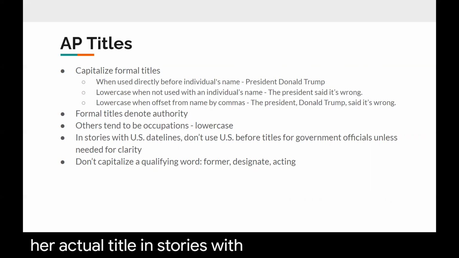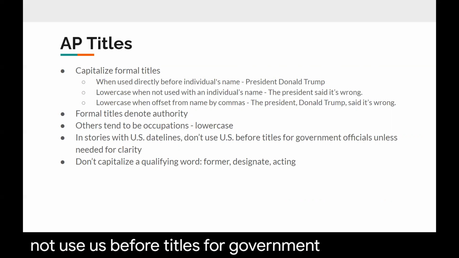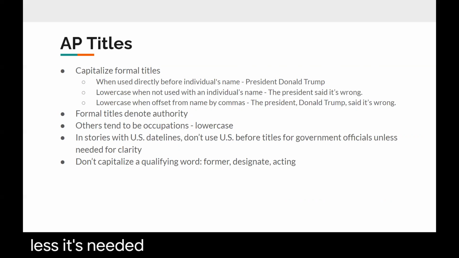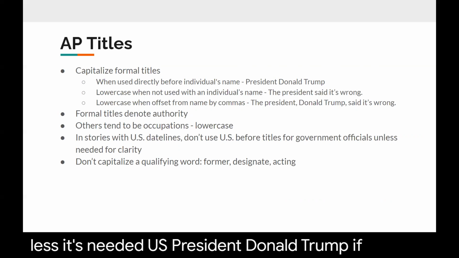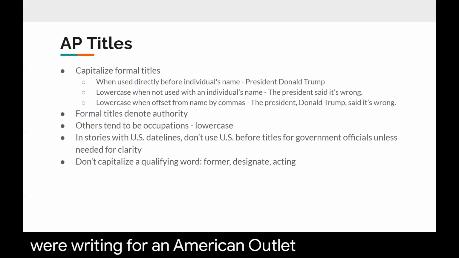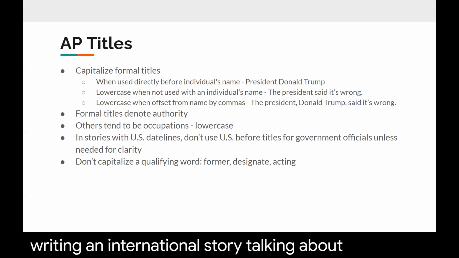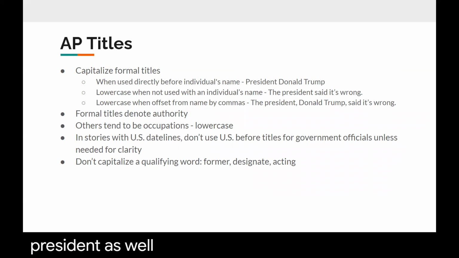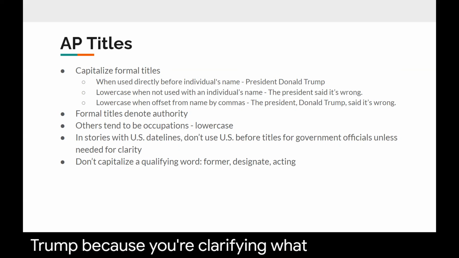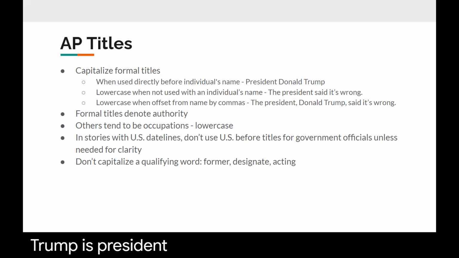In stories with US state lines, you would not use US before titles for government officials unless it's needed for clarity. For example, you wouldn't say US President Donald Trump if you were writing for an American outlet. Now, if you were writing an international story talking about the US president as well as officials from other countries, then you would need to put US President Donald Trump because you're clarifying what country Donald Trump is president of.